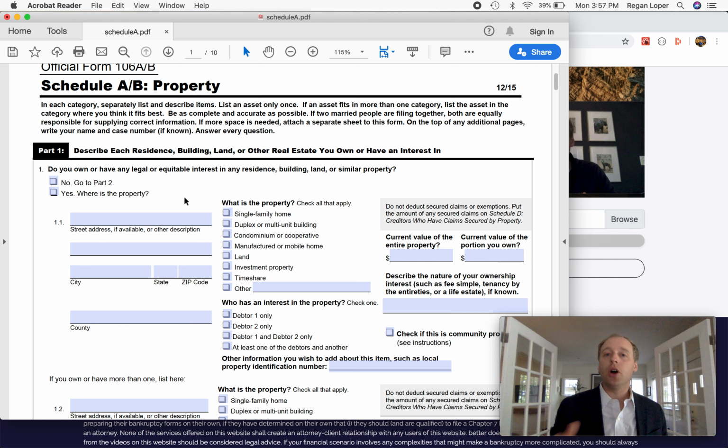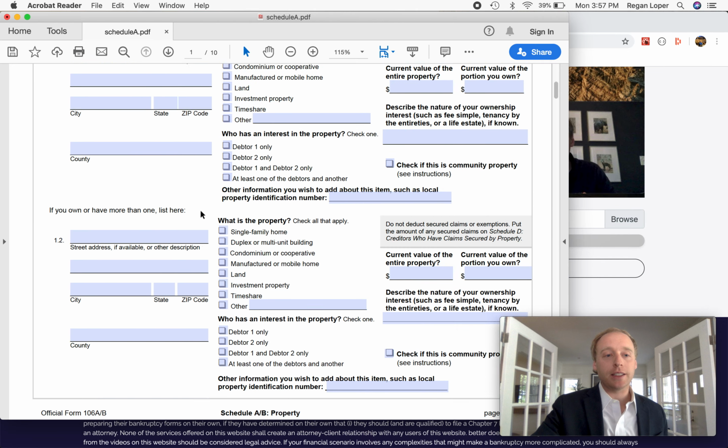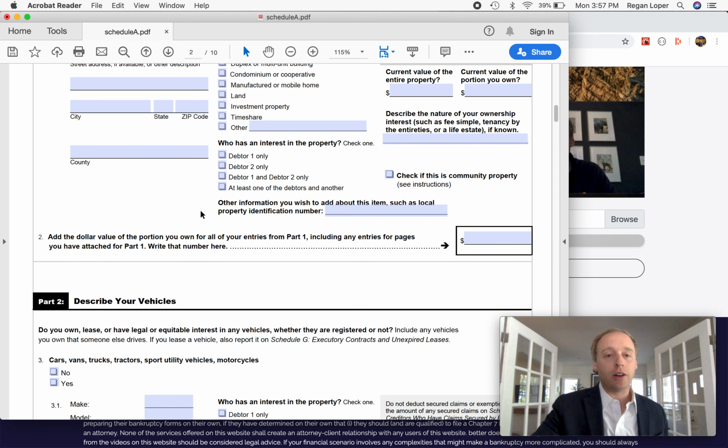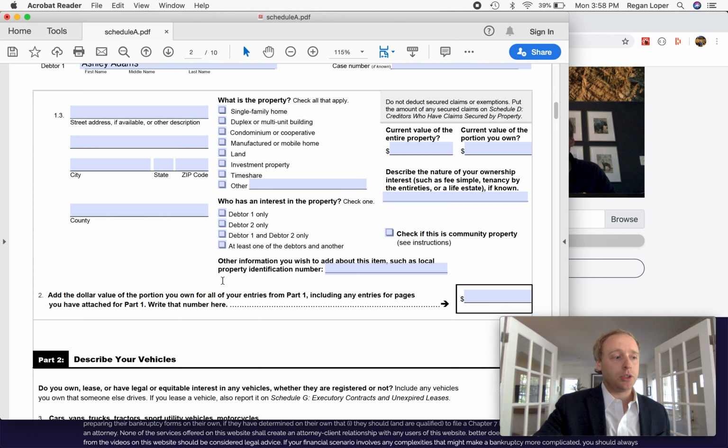In Ashley's case, she didn't own any real estate, and so she selected no for this part. Again, that makes her case a good example of one that this website is meant to help for. She doesn't own a home, and that makes her case a lot simpler. So she selects no, and the form tells her to go to part two. You can see all of these things that you'd have to fill out if you own property: what is the property, who all has an interest in the property, what's the value. She doesn't own any real estate, so she doesn't have to fill that out.